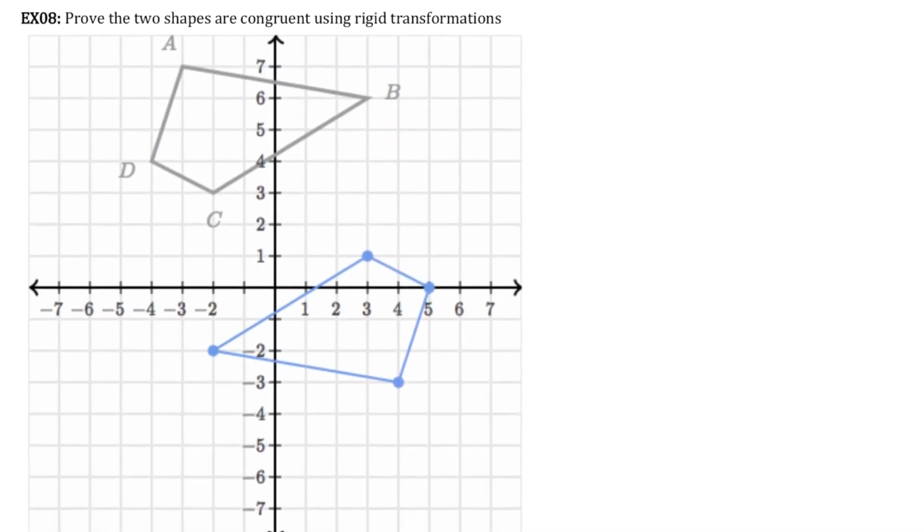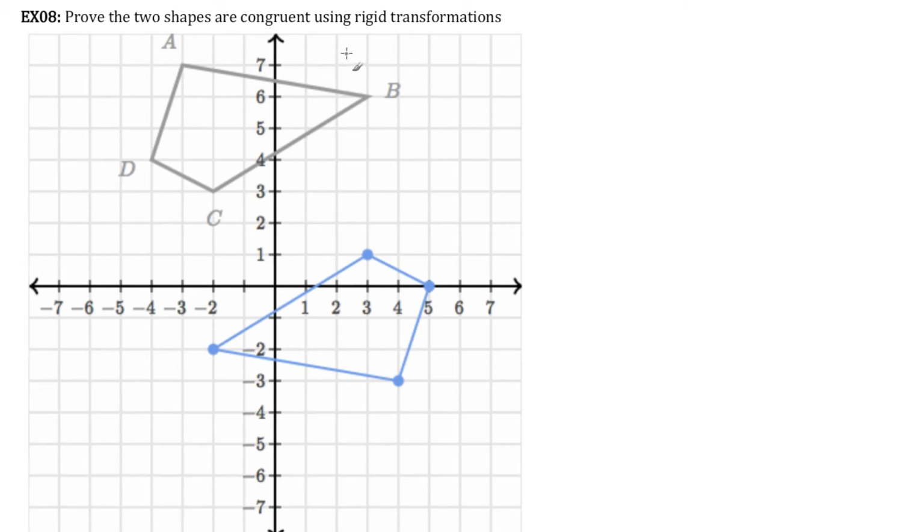So we're going to prove these two shapes are congruent using rigid transformations. Okay, so I could rotate it, but I could also just flip it, like down, right? So 1, 2, 3, 4, 5, 6, 7, 8. So 1, 2, 3, 4. So I'm going to flip this over. Make this a little bit better.